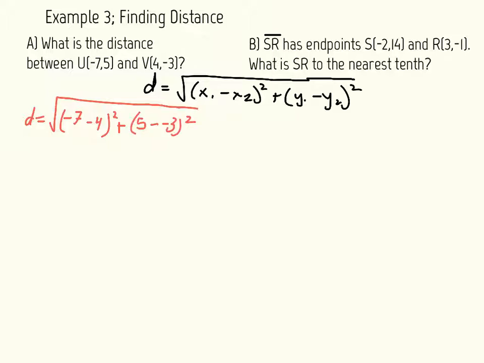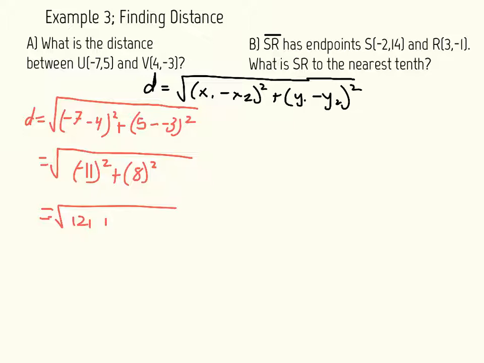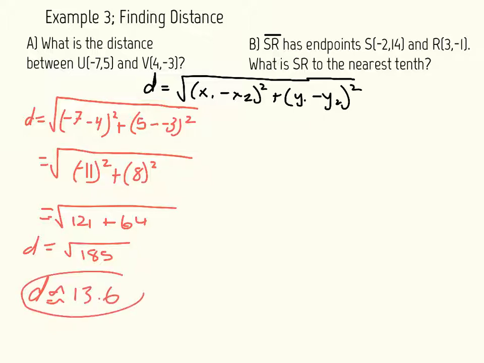And then I'm just going to solve one step at a time. Square root of negative 11 squared plus 5 minus negative 3 is 8 squared. So we have the square root of 121 plus 64, which is the square root of 185. Now go ahead and type that in the calculator, get a decimal answer. It would be approximately 13.6.